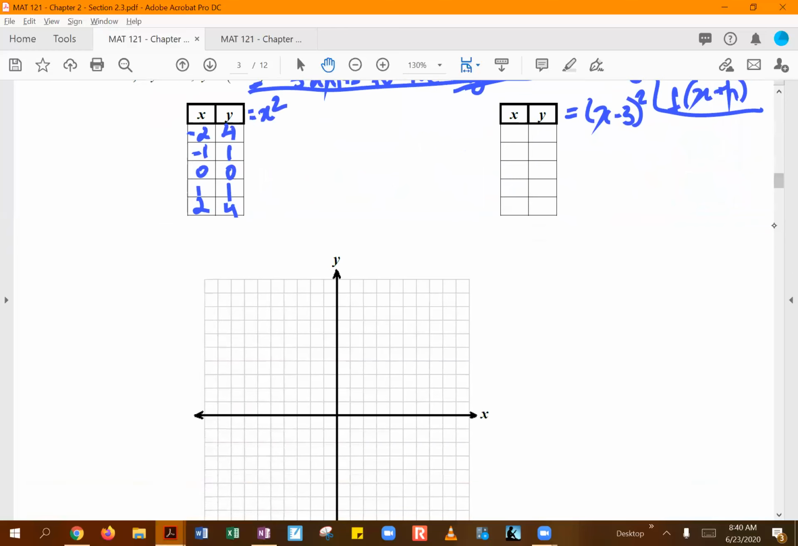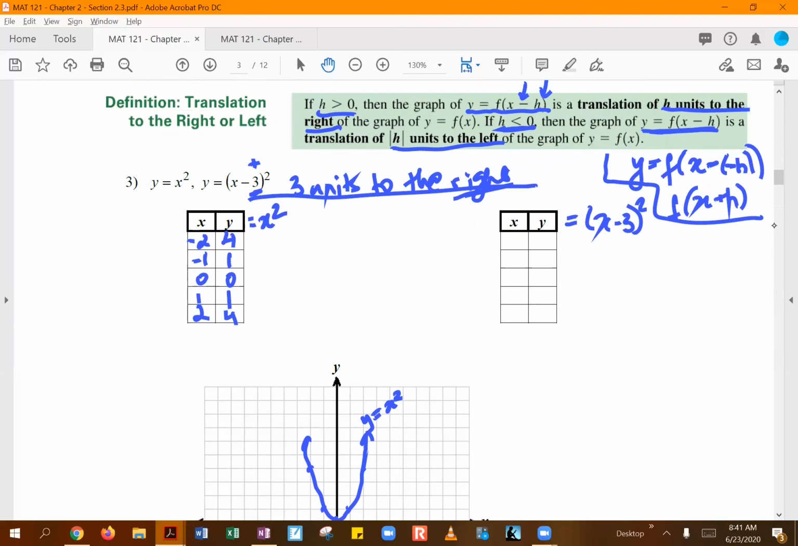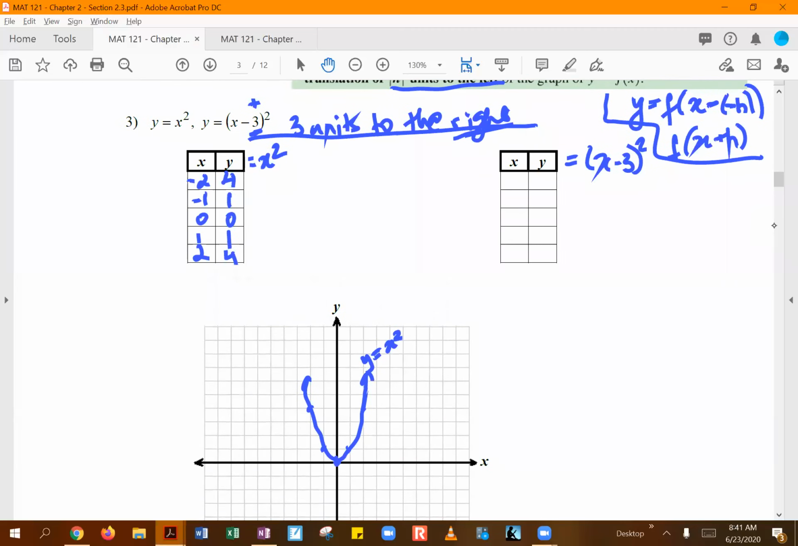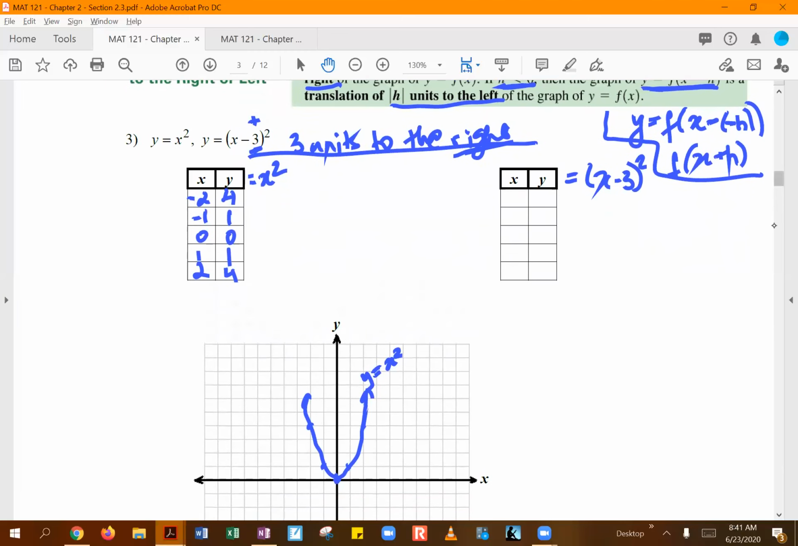And when you graph this, of course, your graph is going to be your basic parabola. This is our y equals x squared function. Now, like I said, with the x minus 3 squared function, the second one, since we have that x minus 3, that's telling us our graph is moving 3 units to the right. So hopefully once we're done with our table and we graph it, you will be able to see that.